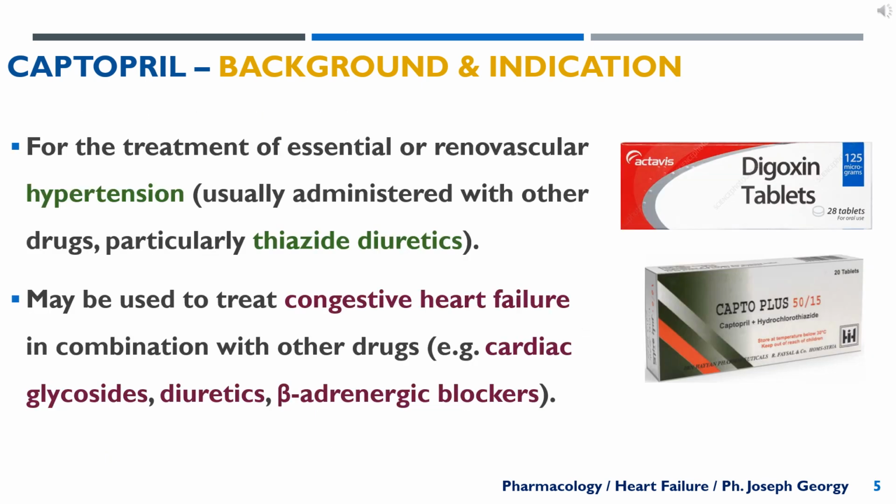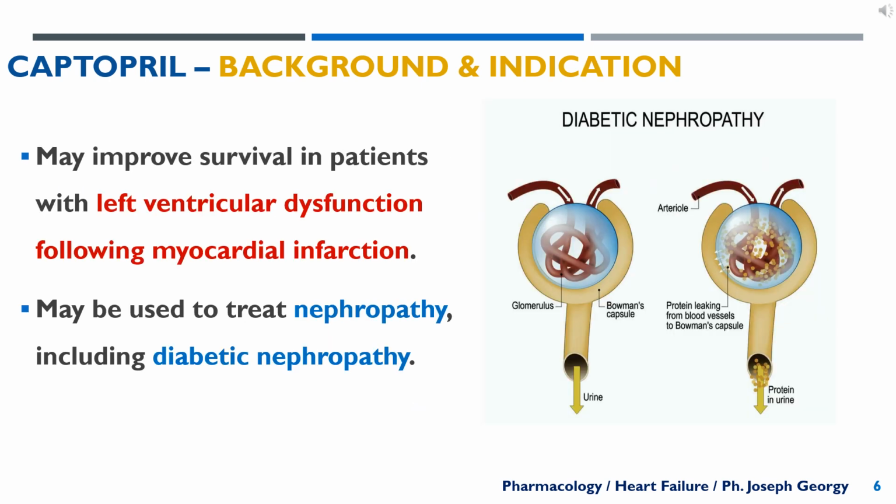We can use captopril for the treatment of essential or renovascular hypertension, usually administered with other drugs, particularly thiazide diuretics. It may be used also to treat congestive heart failure in combination with other drugs such as cardiac glycosides, diuretics, beta-adrenergic blockers. Captopril may improve survival in patients with left ventricular dysfunction following myocardial infarction. It may be used also to treat nephropathy, including diabetic nephropathy.